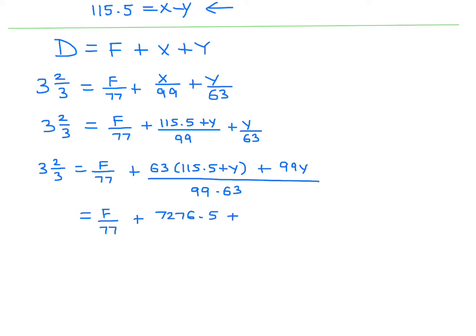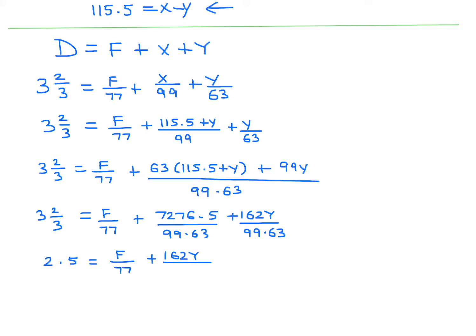So this, when you expand it all out, it gives me 7276.5 plus 162y over 99 times 63. And I'll break it up this time since I can bring that over to the other side. And this is 3 2/3. So now this is a number, so I can just bring that over to the other side. And when I do, and I subtract it from this, interestingly, it gives me 2.5. So that's a nice number. And all I'm left with on this side is f over 77 plus 162y over 99 times 63.